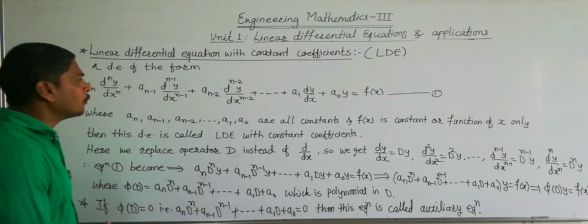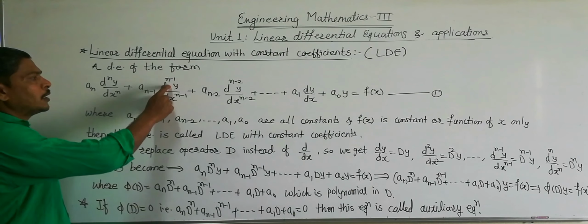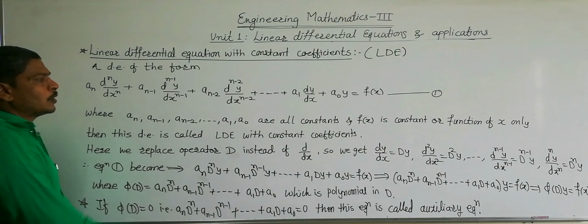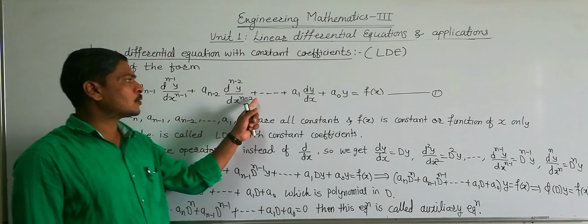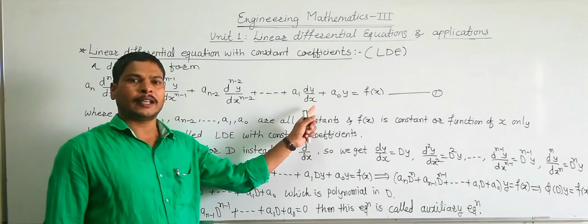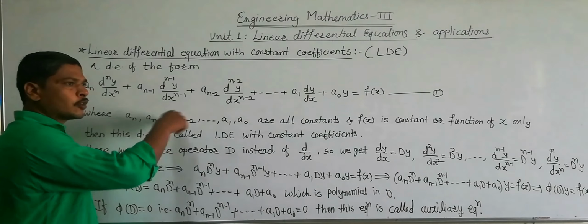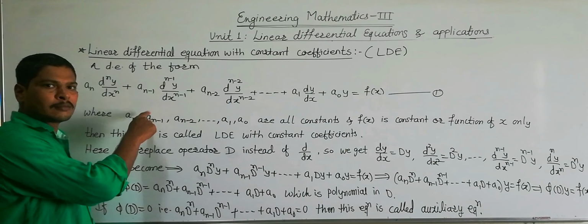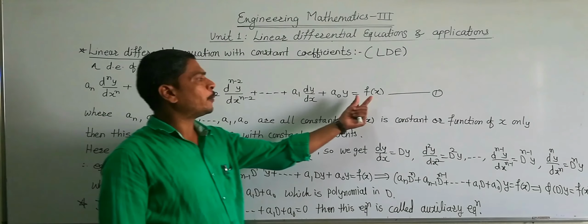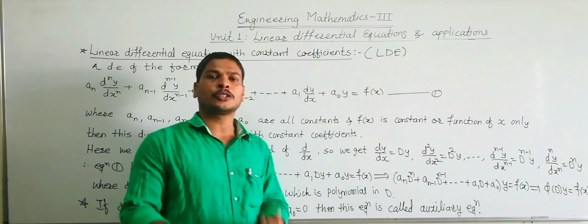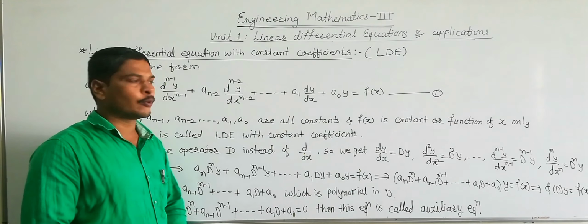A differential equation of the form an d raised to n y divided by dx raised to n plus an minus 1 d raised to n minus 1 y divided by dx raised to n minus 1 plus an minus 2 d raised to n minus 2 y divided by dx raised to n minus 2 plus and so on plus a1 dy divided by dx plus a naught y is equal to f of x, in which all these coefficients of derivative terms, that means an minus 1, an minus 2, a1, a naught, all these are constant, and f of x may be a constant function or a function of x only. In that case, this differential equation is called a linear differential equation with constant coefficient.